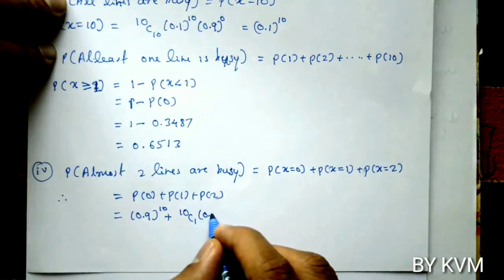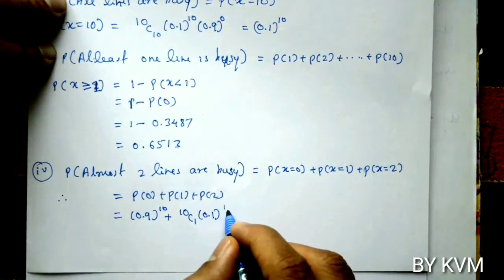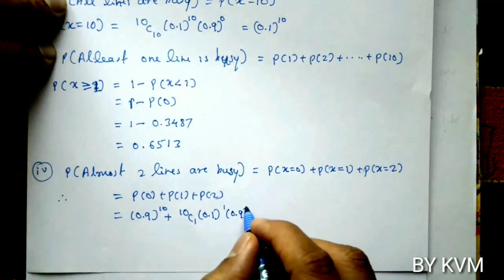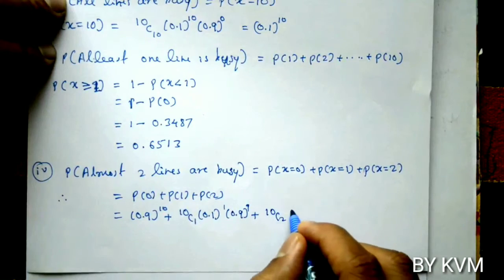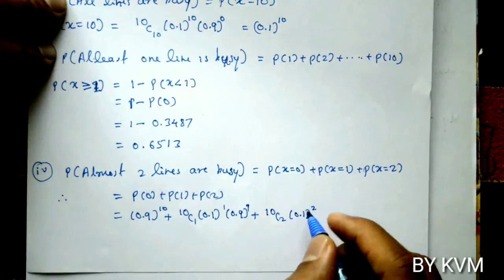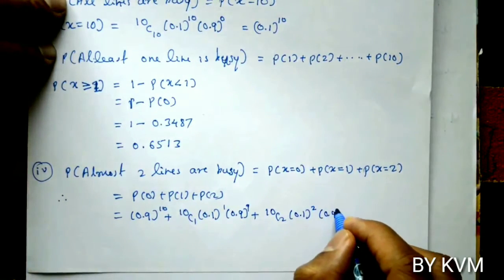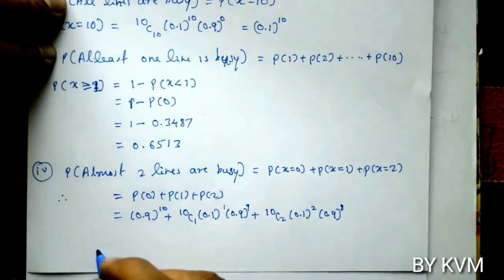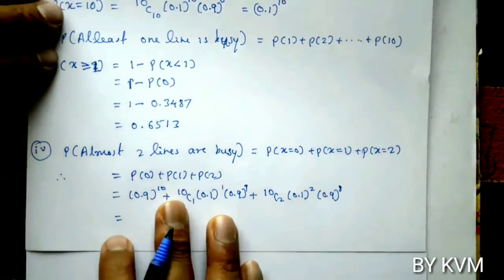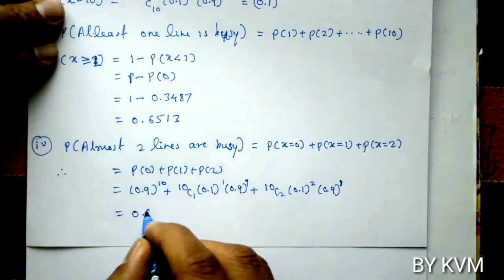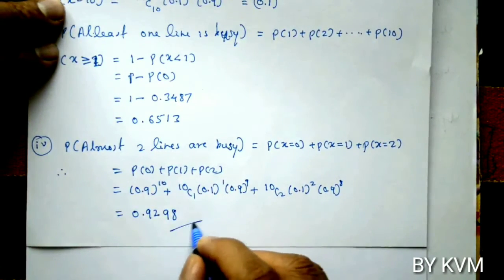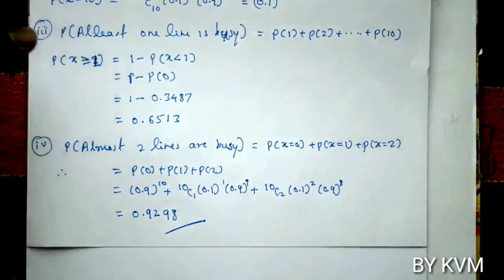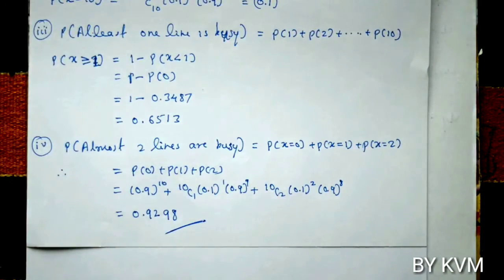Probability of x equals 1, that is 10C1 into 0.1 whole power 1 into 0.9 whole power 9, plus probability of x equals 2, 10C2 into 0.1 whole power 2 into 0.9 whole power 10 minus 2, that is 8. So, probability of x equals 0 we have already calculated, you can use that value 0.3487. So, after simplifying we get 0.9298.